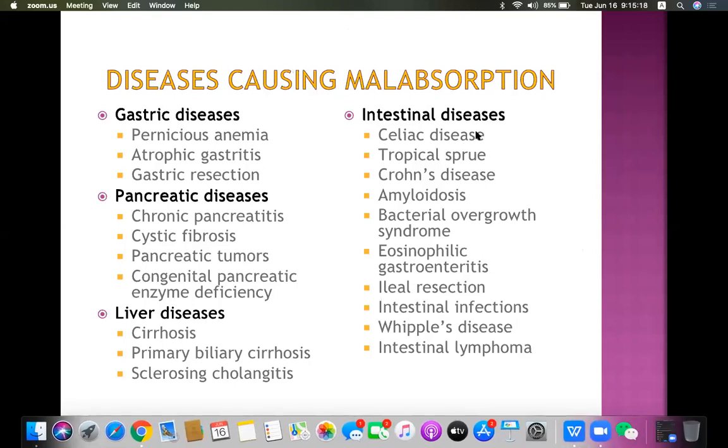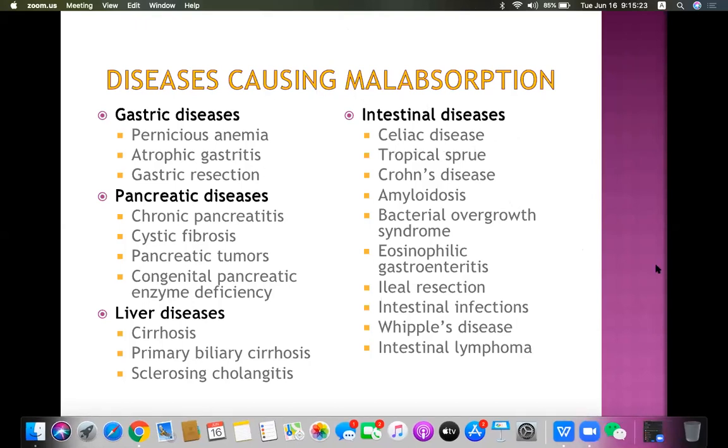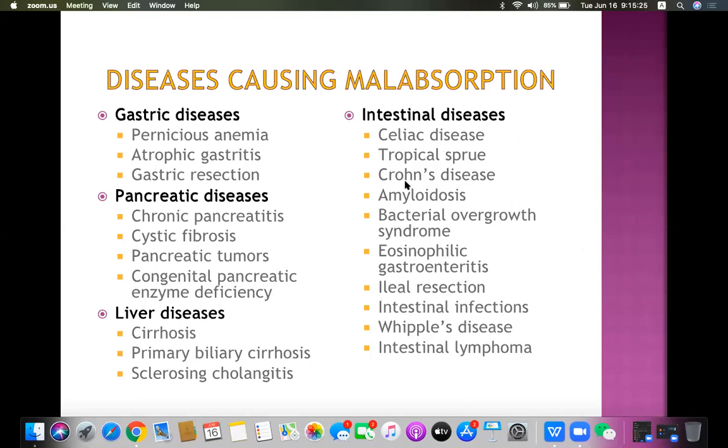Other conditions are intestinal diseases like celiac disease, tropical sprue, Crohn's disease, amyloidosis, bacterial overgrowth syndrome, eosinophilic gastroenteritis, ileal resection, intestinal infection, Whipple's disease, and intestinal lymphoma. Now there are multiple mechanisms by which intestinal diseases lead to malabsorption. It depends on which disease we are talking about.